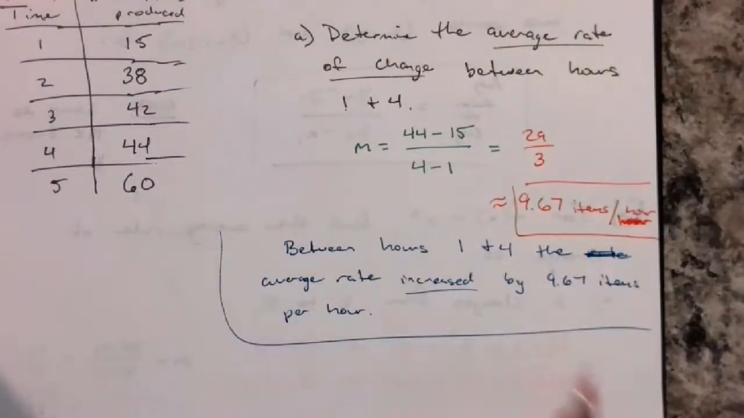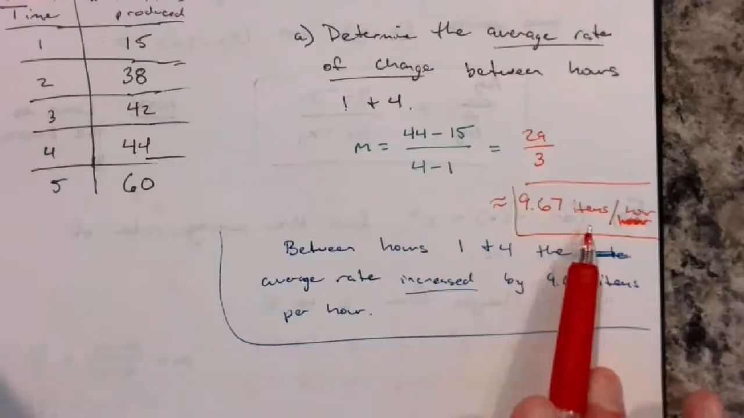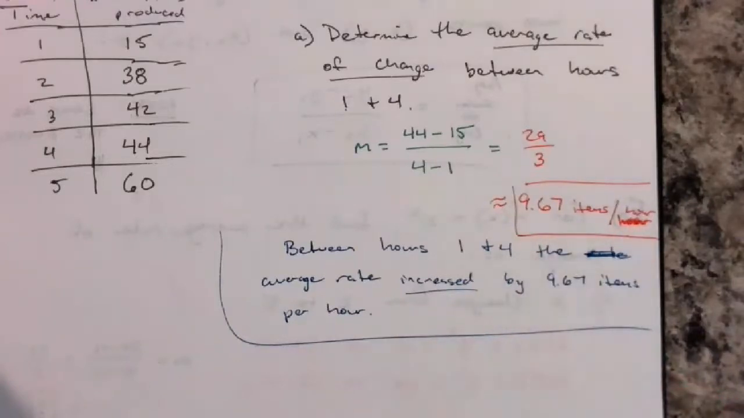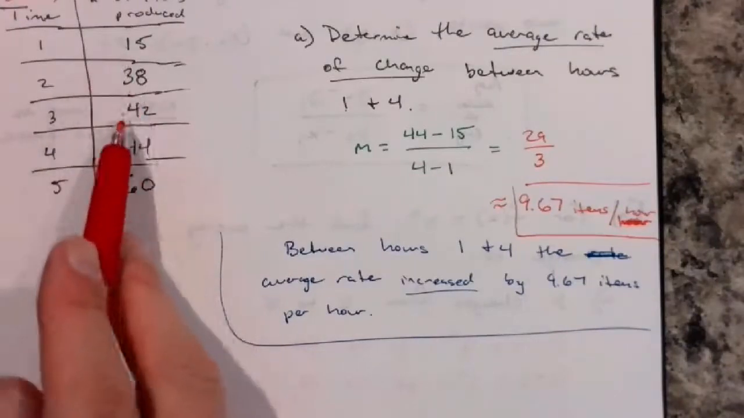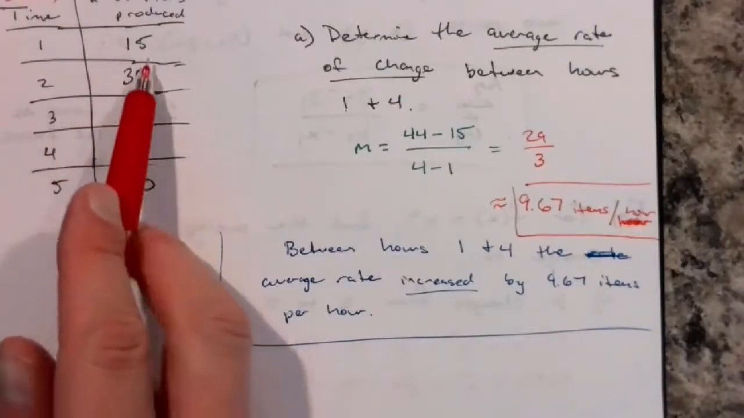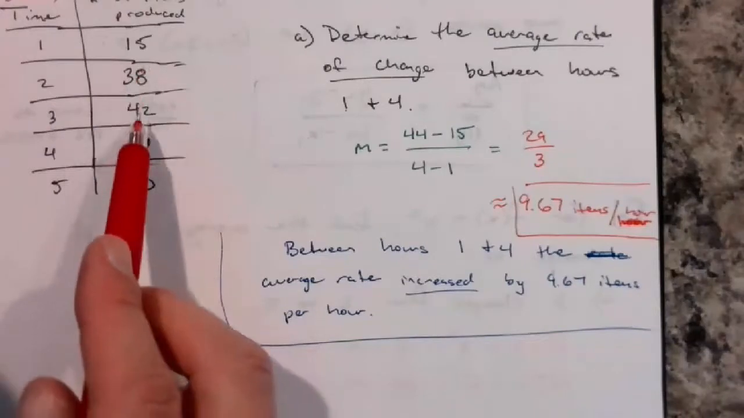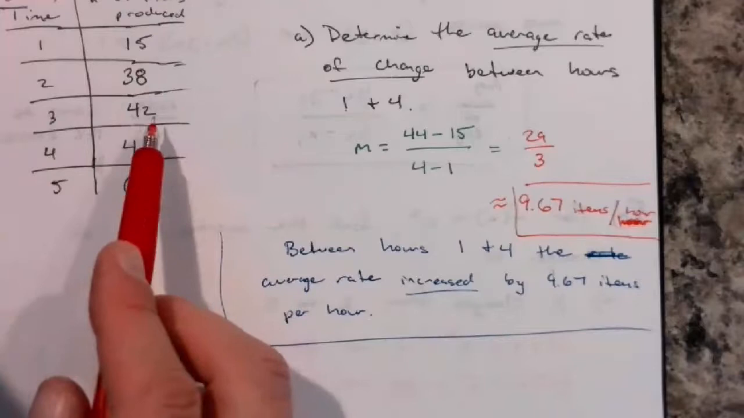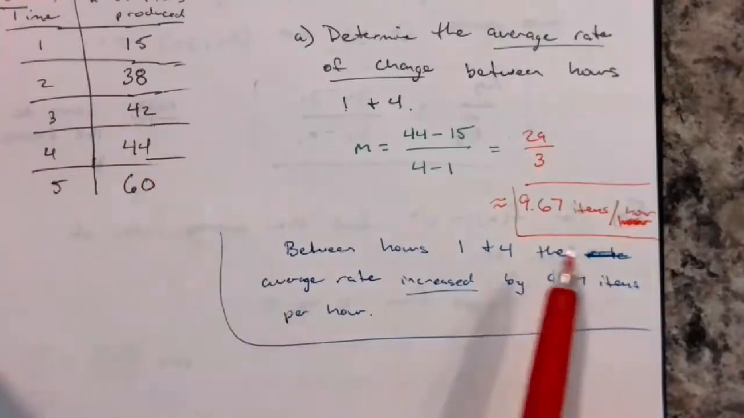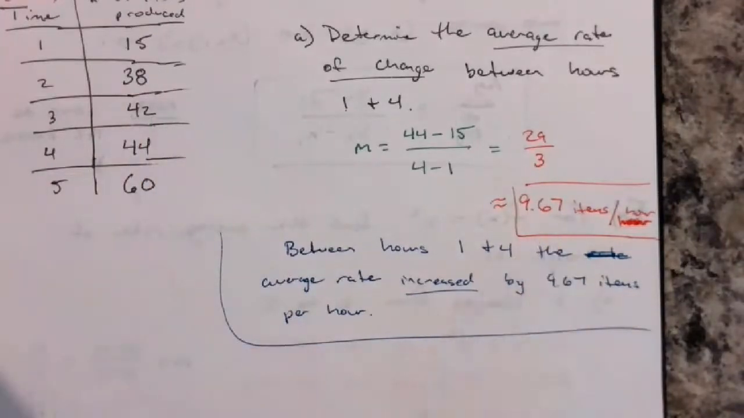All right, so it gives you information. Being a positive number tells you the number of items was increasing at a rate of 9.67 items per hour. What it isn't saying is that every hour it increased by 9.67. We actually can see in our table that it didn't increase by exactly that. After the first hour, it went up by 23, but the second hour it only went from 38 to 42, up by 4. On the third hour it only went up by 2. But remember, on average, the average rate, it increased by 9.67 items per hour.